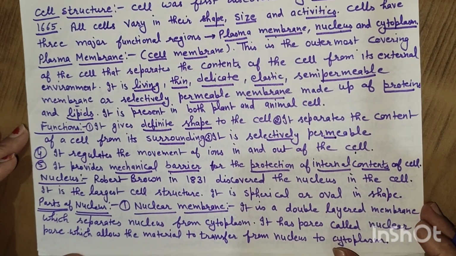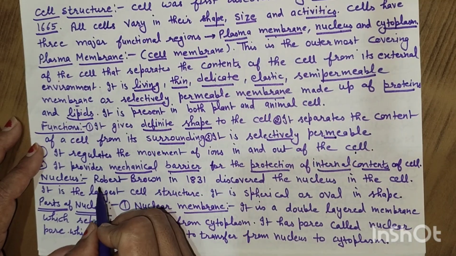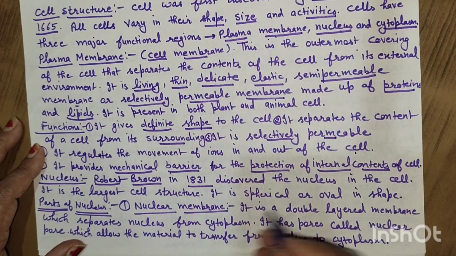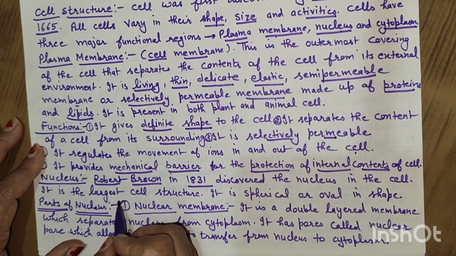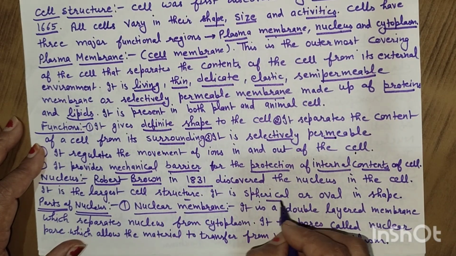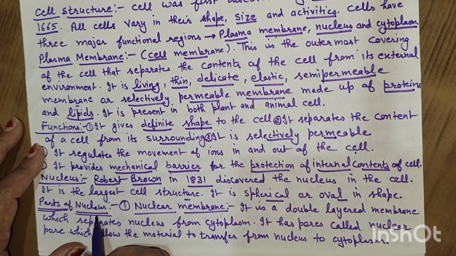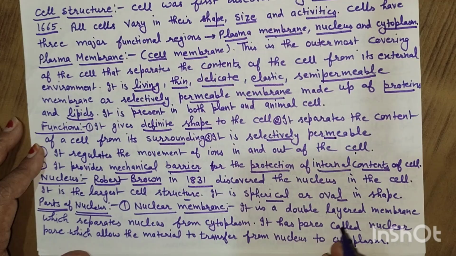Now next is the nucleus. The nucleus was discovered by Robert Brown in 1831. It is the largest cell structure and it is spherical or oval in shape. Now, what are the parts of the nucleus? Nuclear membrane. It is a double-layered membrane which separates the nucleus from the cytoplasm. It has pores called nuclear pores which allow material to transfer from the nucleus to the cytoplasm.